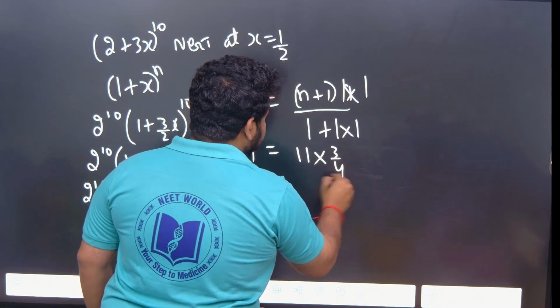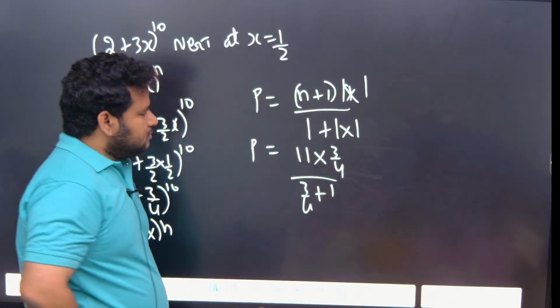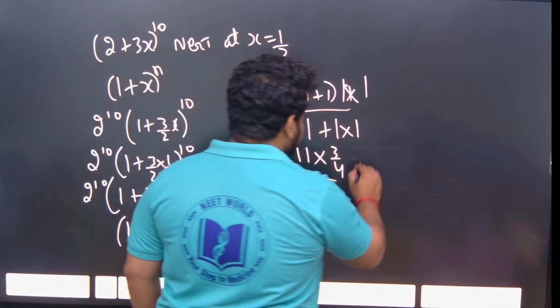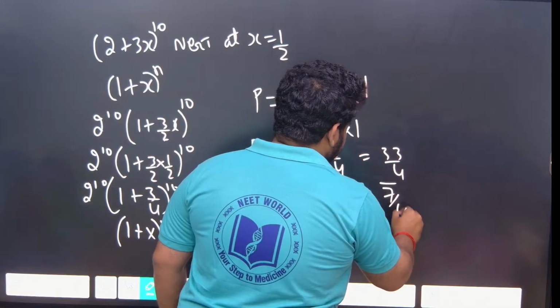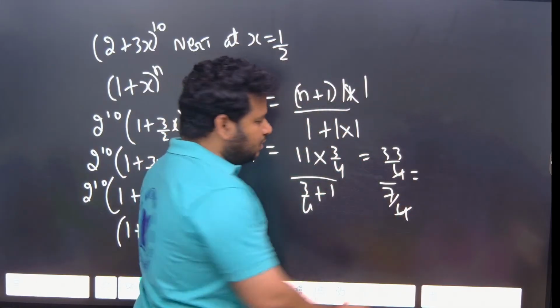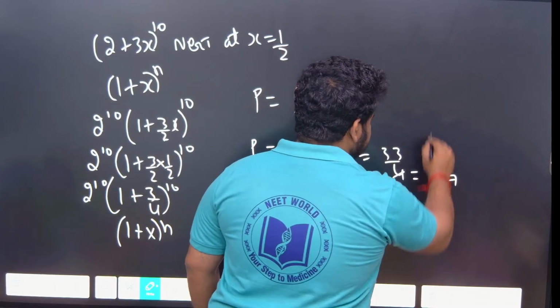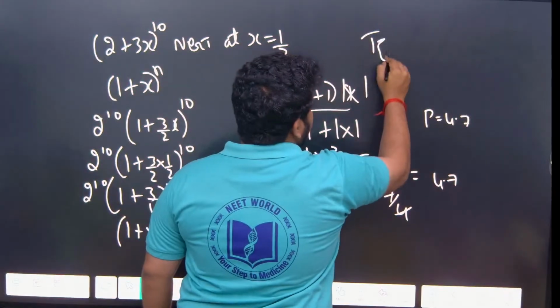3 by 4 divided by (3 by 4 plus 1). 3 by 4 plus 1 will be 7 by 4. So this will be 33 by 4 divided by 7 by 4, that is 33 by 7. 33 by 7 will be 4 point something, or 4.7 something. Okay, that is the p value, 4.7 something.